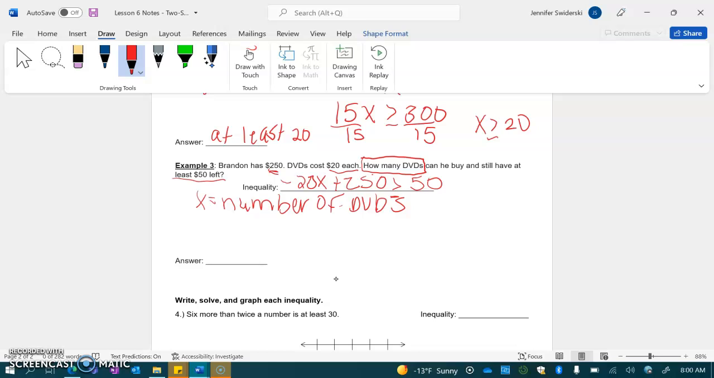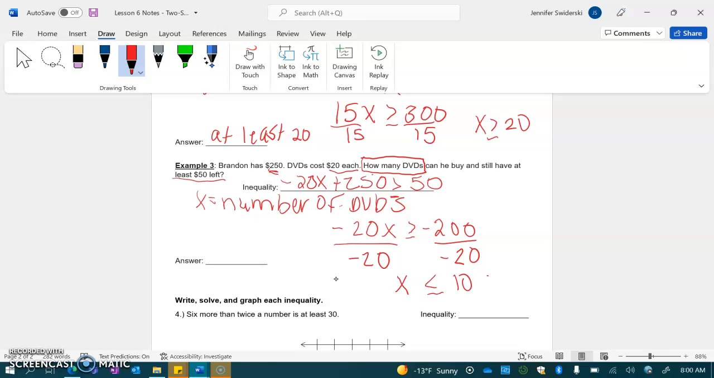Now we need to solve. I'm going to start by subtracting 250 from both sides. So I get negative 20x is greater than or equal to, when I subtract 250 on both sides, you're going to get negative 200. To solve, I'm going to divide both sides by negative 20. Remember, when we divide by a negative, I need to flip my sign. So I get x is less than or equal to 10. What does that mean? Well, I know he could buy 10 or less DVDs.